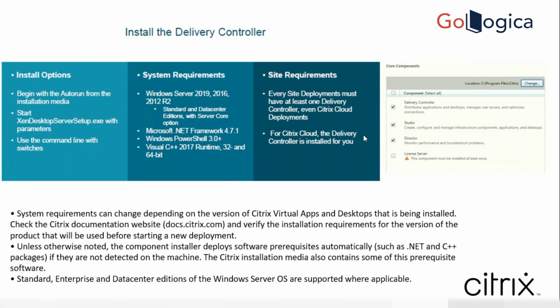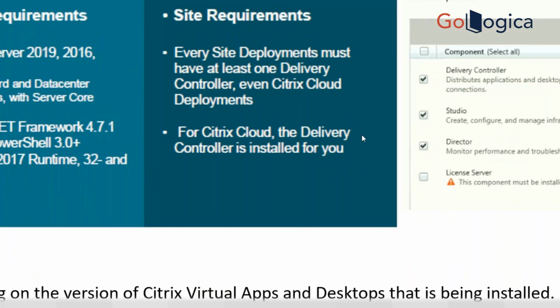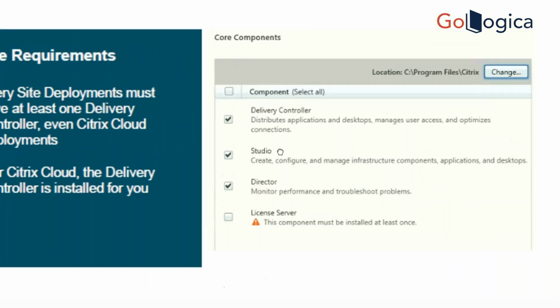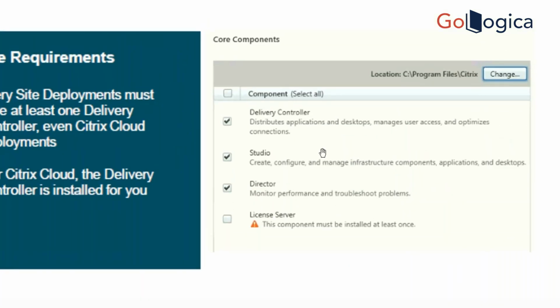When you put the media and start the installation, you will get this page while installing the delivery controller. It will show you the options: delivery controller, studio, director, license server. For a demo you can use all four on a single machine, but in production the delivery controller should be separate, studio should be separate, director should be separate.